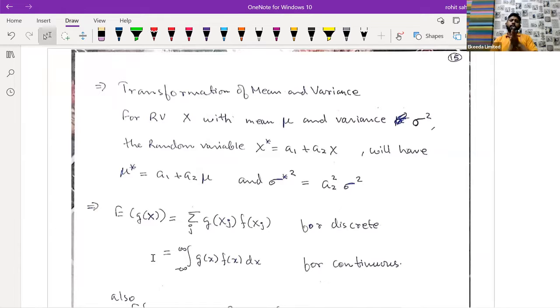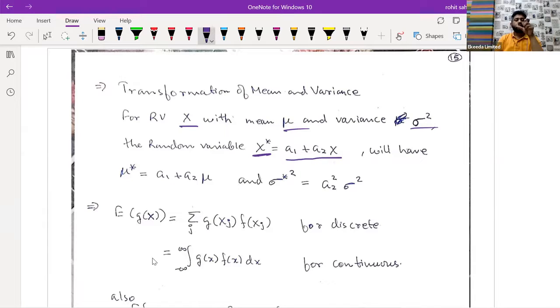See, transformation of mean and variance. Transformation means you are shifting it left, right, or maybe you're scaling it by some factor of 2 or a factor of 1/2, shifting it up or down, all those things. So what happens if your new variable is a1 plus a2 times x? Your original random variable was x, the mean was mu, and the variance was sigma square.